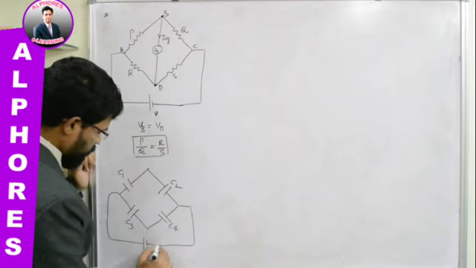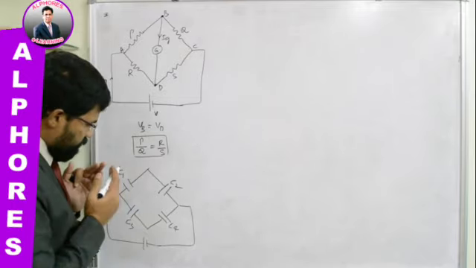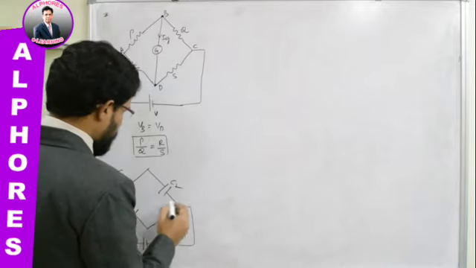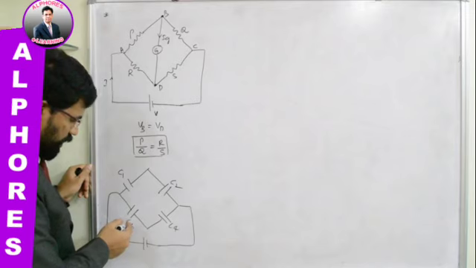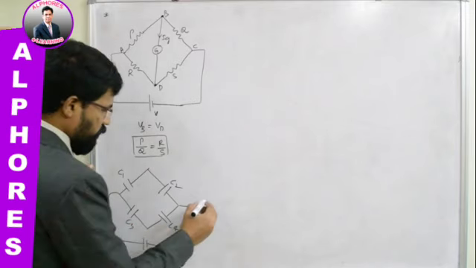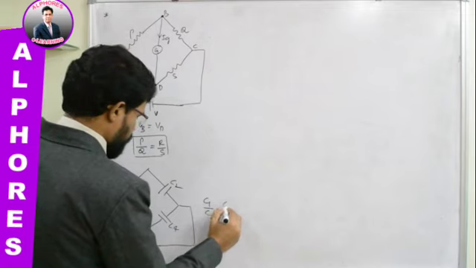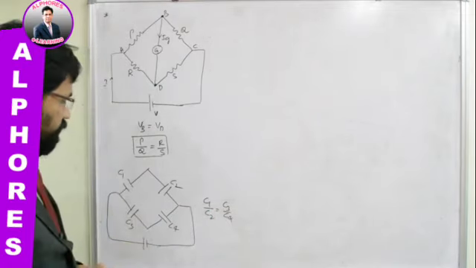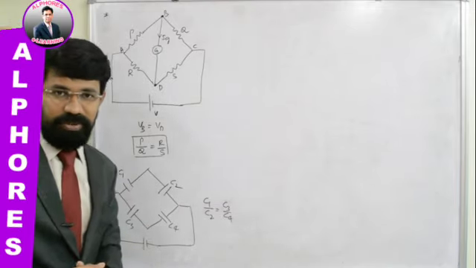This network is connected to the battery. This is also called a Wheatstone bridge with capacitors. If the bridge is balanced in the presence of capacitors, then in place of P we have C1, in place of Q we have C2, R is C3, S is C4. So when the bridge is balanced, you can write C1 by C2 is equal to C3 by C4. That's how you can make use of the Wheatstone bridge principle to handle capacitor circuits as well.